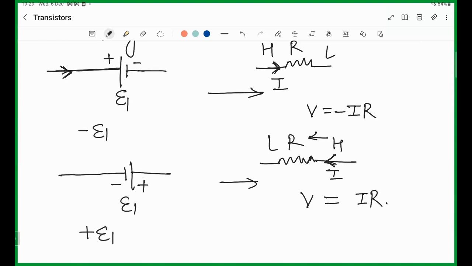Sir, I think both the concepts are right in their place, because I have also used the first method, in which from higher to lower potential I have used V equals IR, and from lower to higher potential I have used V equals minus IR.